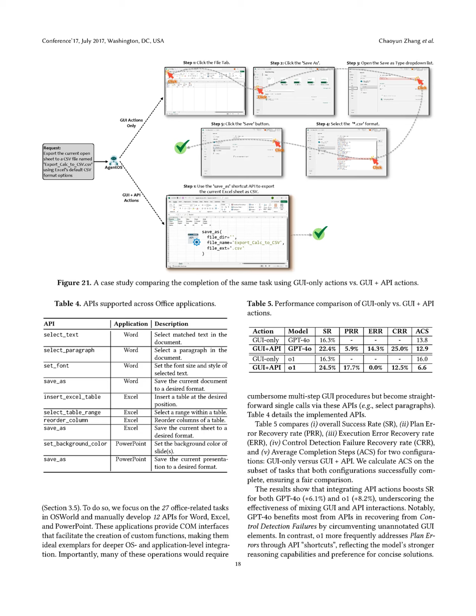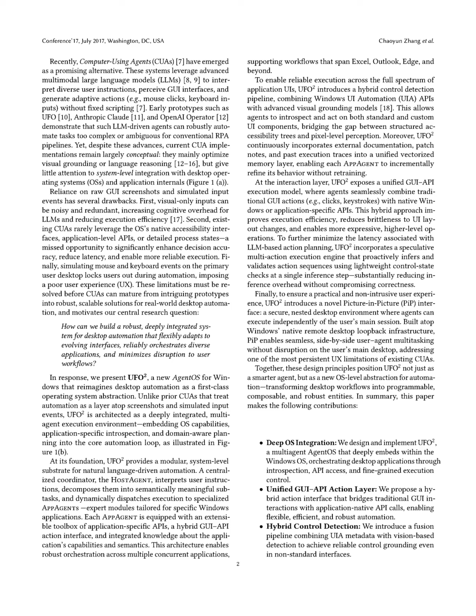Additionally, UFO2's speculative multi-action execution reduces latency by predicting multiple actions in a single LLM inference, which contrasts with the step-by-step execution of existing CUAs that can lead to increased overhead. The introduction of a picture-in-picture interface allows automation to occur without disrupting the user's workflow, addressing a major usability issue present in conventional CUAs. Overall, these advancements position UFO2 as a more scalable, adaptable, and user-friendly solution for desktop automation compared to its predecessors.